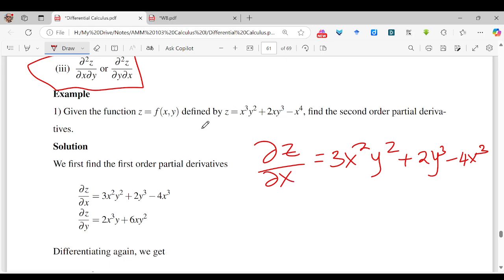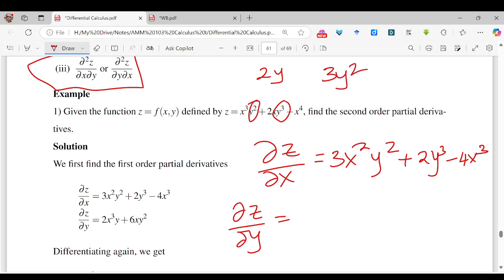Similarly, we can differentiate z partially with respect to y. This time we assume that x is a constant. So when we come to the first term, for example, we differentiate y squared to get 2y. When we come to the second term, we differentiate y cubed to get 3y squared. We multiply 2y with the constant here, which is x cubed. We multiply 3y squared with the constant, which is 2x here, to get 6xy squared.